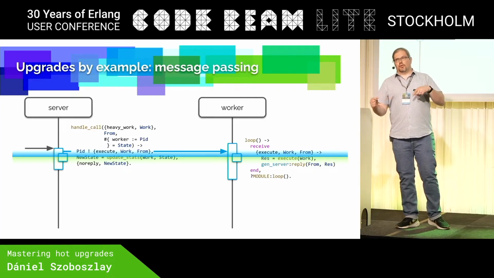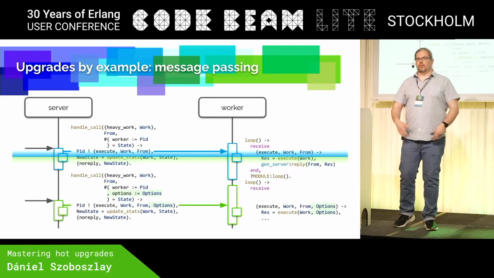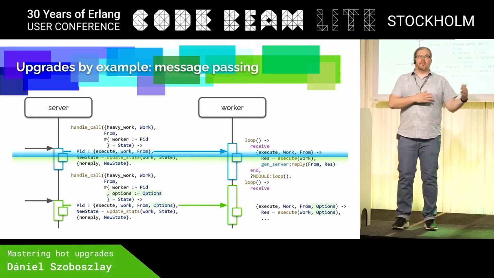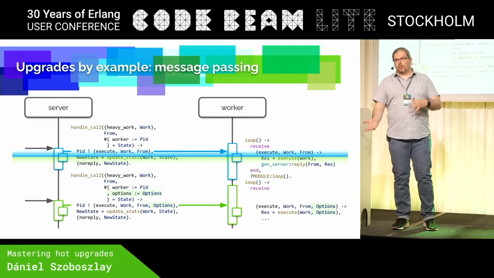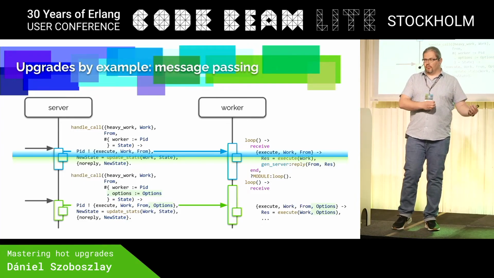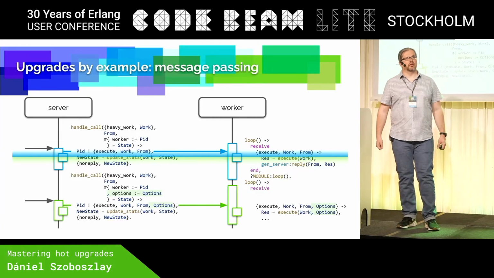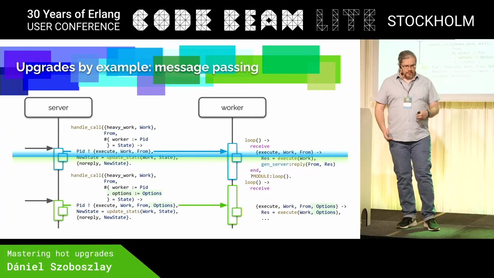Only at the end of the worker's message loop, you see that there is this fully qualified module loop call, and then it will upgrade to the new version of its loop. And the server will also get upgraded to its new code upon handling the next request, because of course the gen server module will do a fully qualified call to our callback module's handle call function. And then everything would work.